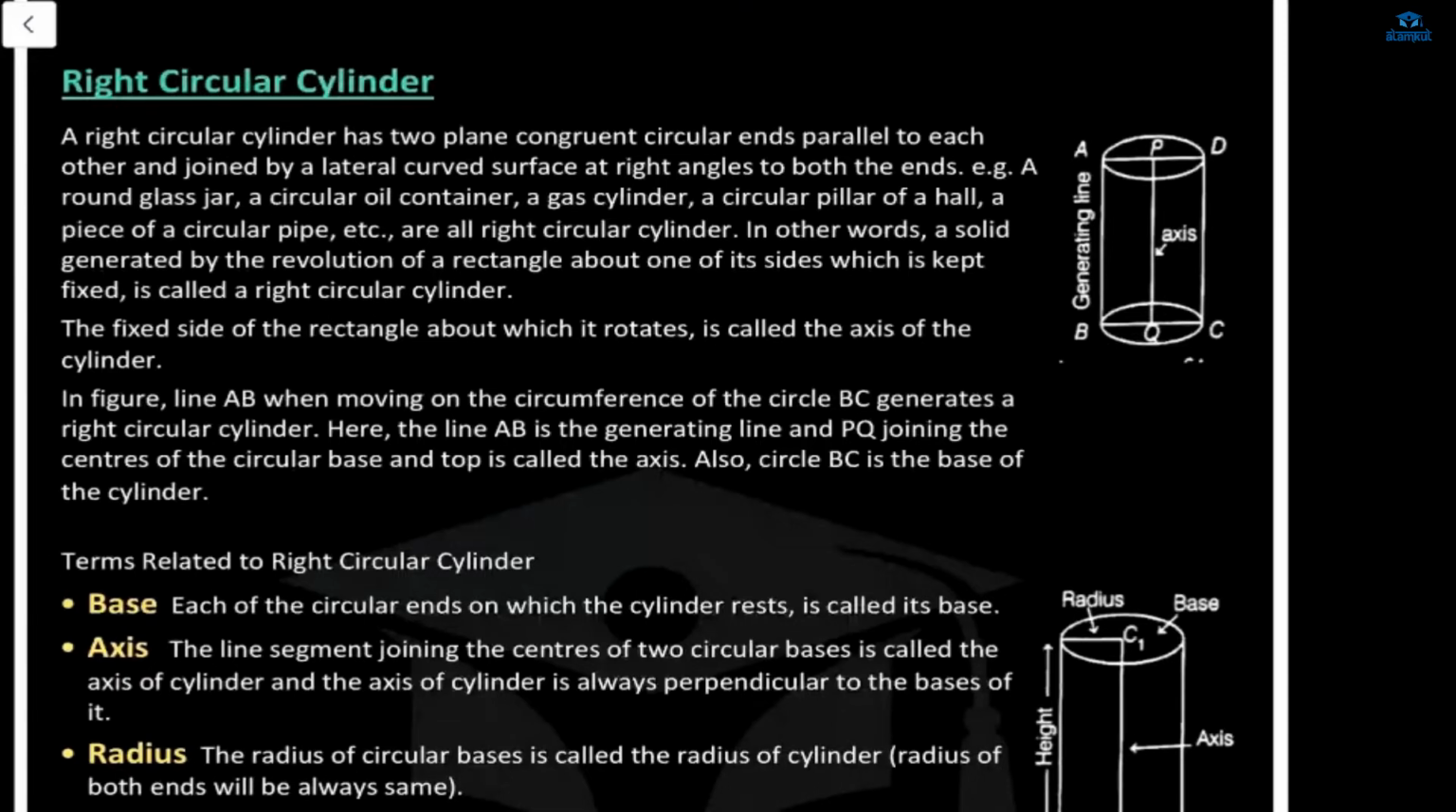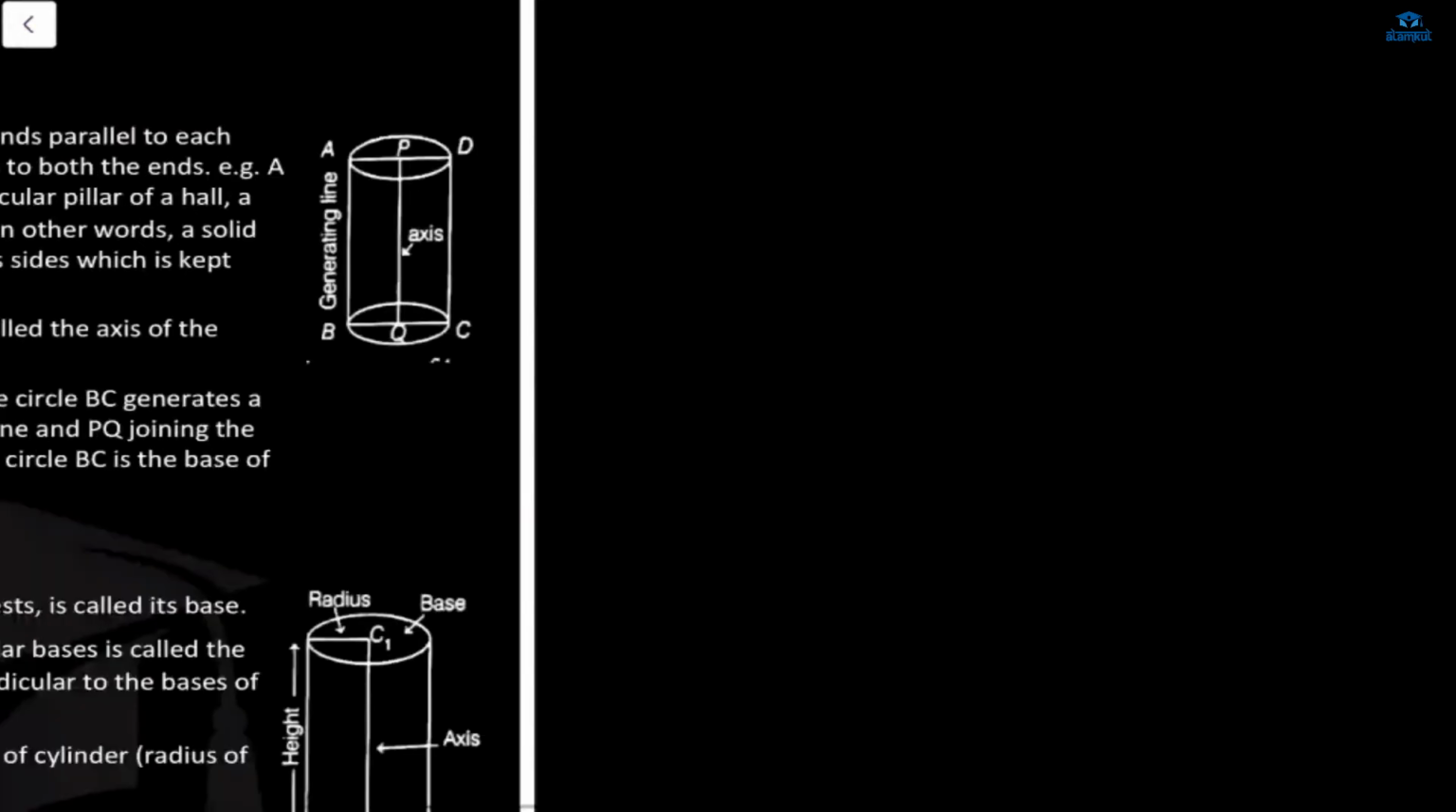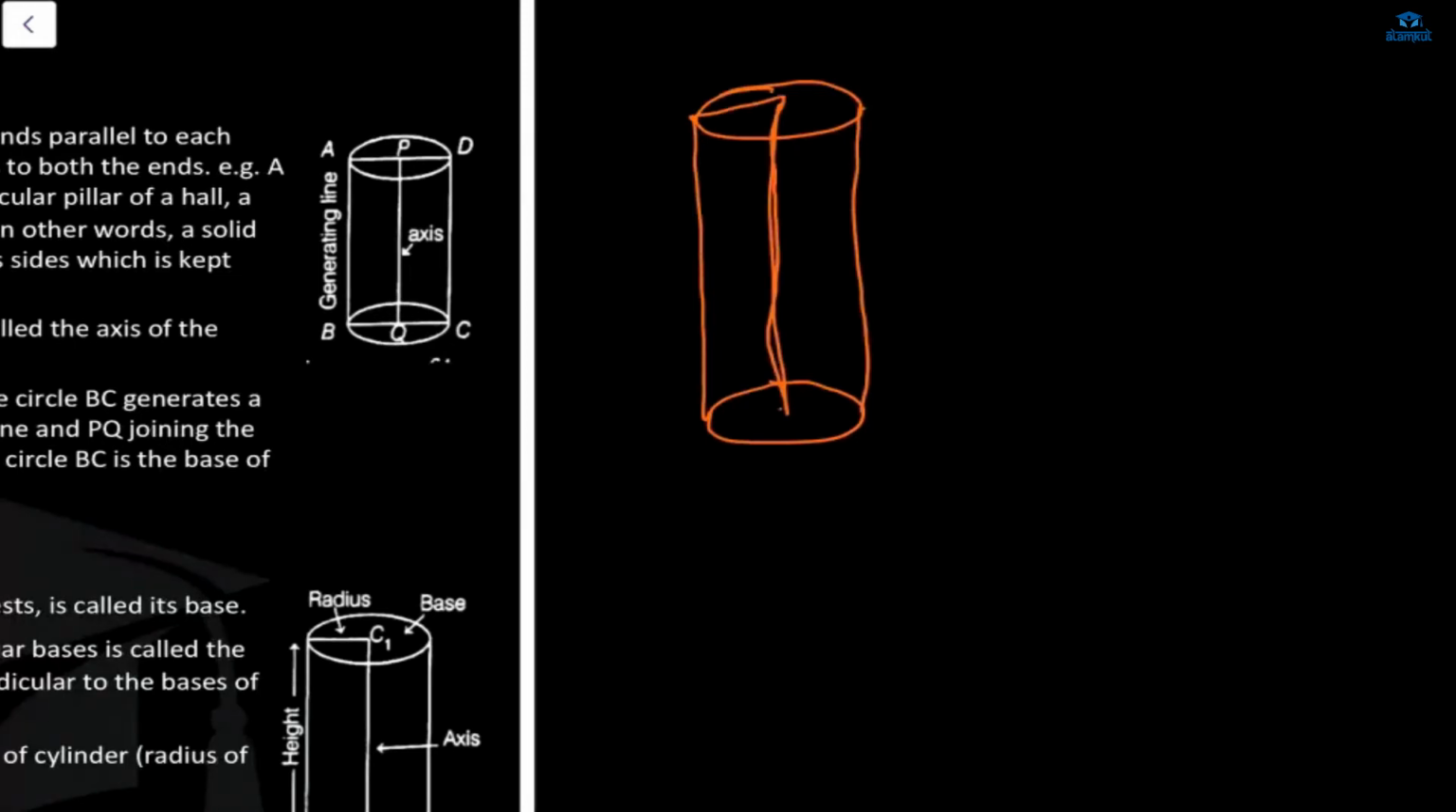Now how can we form this circular cylinder? First of all, we have two circular bases, at top and at the bottom, and a rectangle is rolled around it through its axis. This is your axis, and along this axis, if you take a rectangle, fix one side and roll it, you will form a circular form.